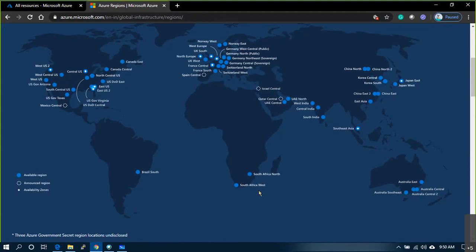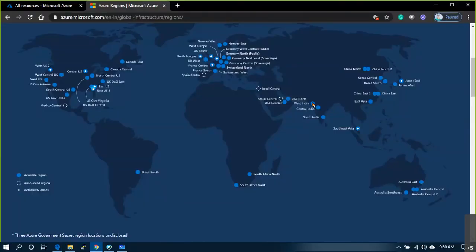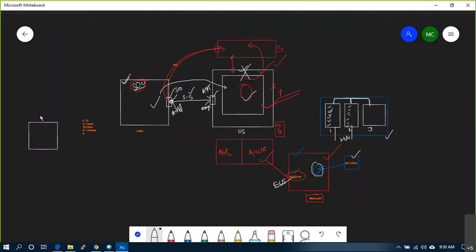Specific reason or any idea? So wild guess is, in Mumbai, West India is Mumbai, Central India is Pune, South India is Chennai. Okay, in Mumbai, if you imagine how many customers that Azure has so far grabbed across India. And in Pune, how much business are they doing to maintain three different buildings in Pune?